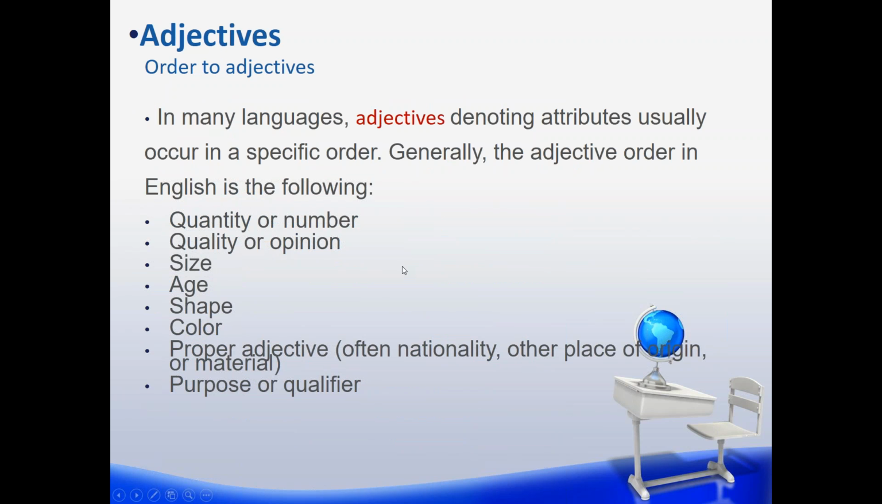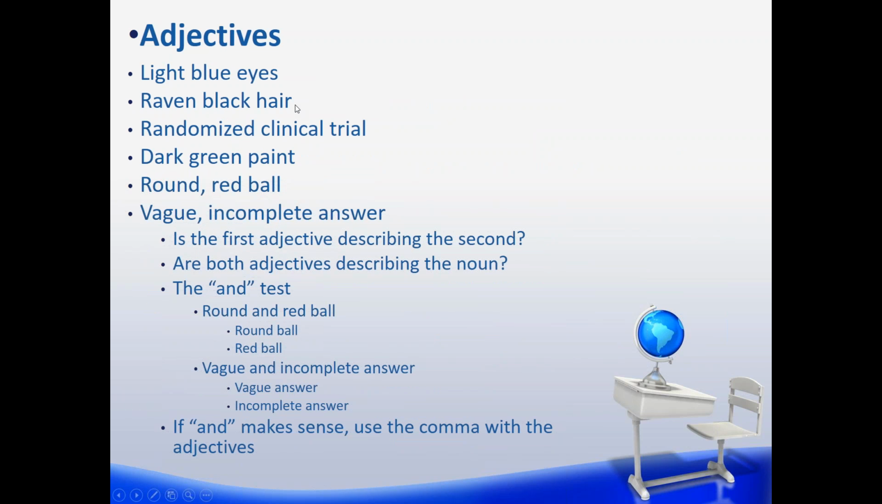We use commas with adjectives, and I just wanted to point out that there is an order to the adjectives. So how do you know whether you need a comma or not? You need to decide if the adjectives are describing each other or if they're describing the noun. So in this case, light and blue is the color, so they're describing each other. Raven black is also describing each other. So both of these together are describing hair. Both of these together are describing eyes.